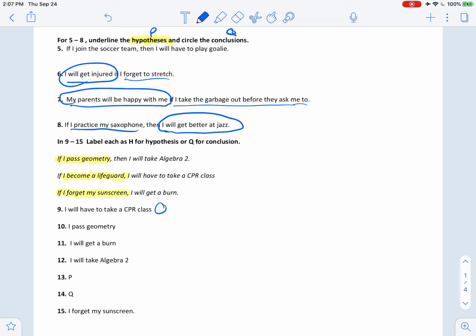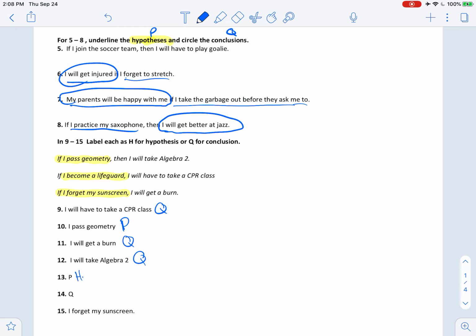So I will have to take a CPR class. Does not come after the word if, so that is a conclusion. I pass geometry. That's right here, right after the word if. So that's a hypothesis. I will get a burn. It's not a hypothesis. That's a conclusion because it doesn't have the word if. And I will take algebra 2. Again, that is a conclusion because it is not after the word if.